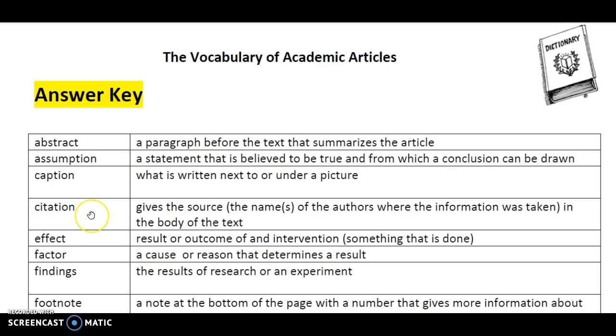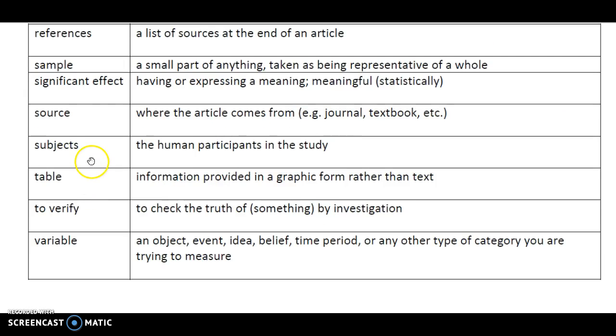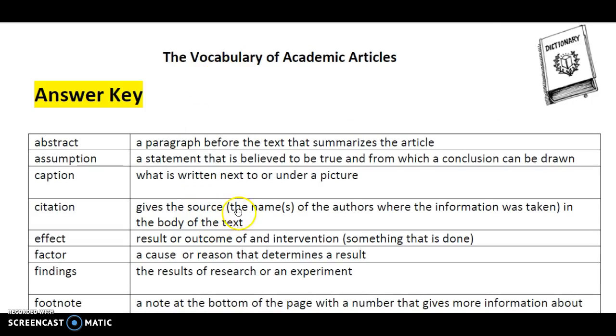The next word is citation. And we're going to look at the word citation together with references. There you are, references. So they go together, they're similar. The references is a list of sources at the end of the article, something you're all very familiar with. So what's a citation? Now be careful, because in Hebrew, the translation is the same, tzitut, but it's not exactly tzitut, and it's not a quotation. So we have to be careful.